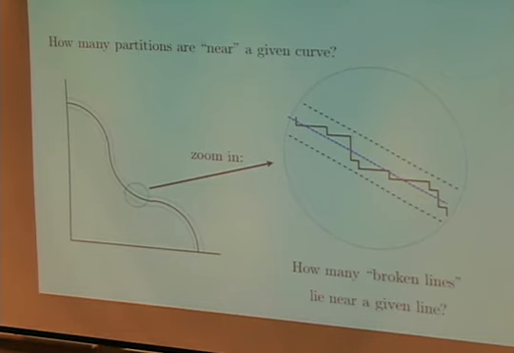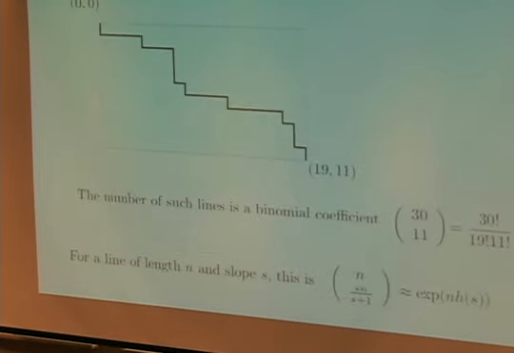And so if we want to count how many partitions lie near our favorite curve here, all we can do is break our curve up into small pieces, on each piece approximate our curve by a straight line of a particular slope. And so what we need to do to count the number of partitions near this line is to estimate how many partitions, how many curves lie near a particular straight line of a particular slope. And of course, we know how to do this.